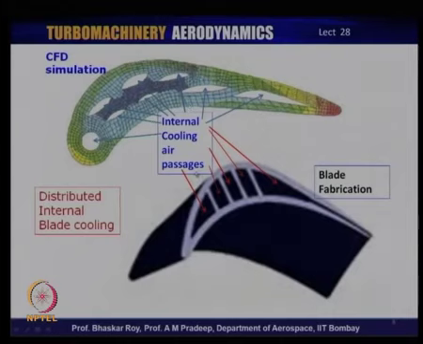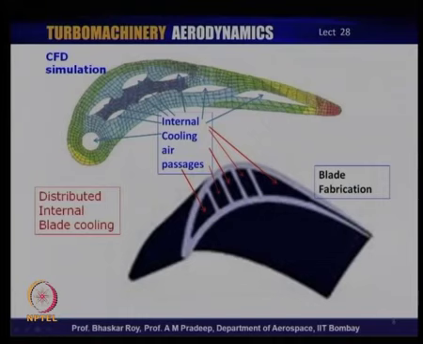This is a real blade that has been fabricated, and one can see the various kinds of passages that have been created through modern fabrication technology in a high temperature material. Remember, turbine uses high temperature material. So, making such passages requires very modern manufacturing technology.